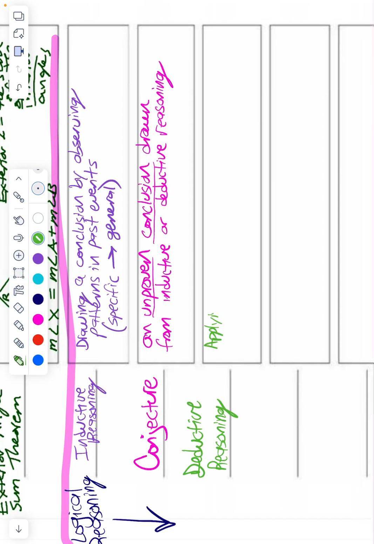So this is applying a general truth or theory to a specific case. We will use both in our proofs. We're not going to specifically call out that we're doing this. We're not going to say this is inductive reasoning or deductive, but we will be using both of these.